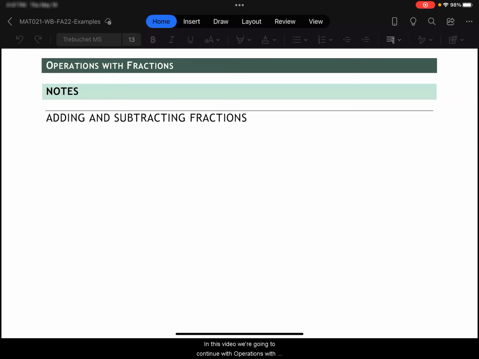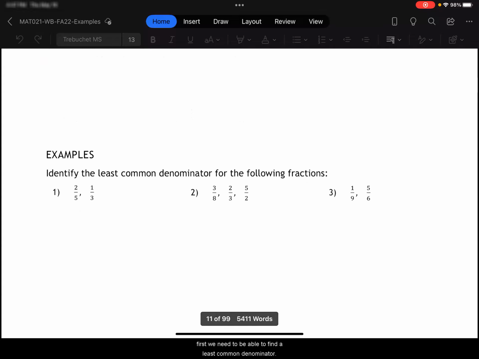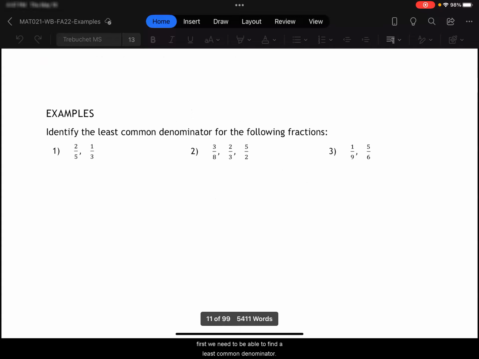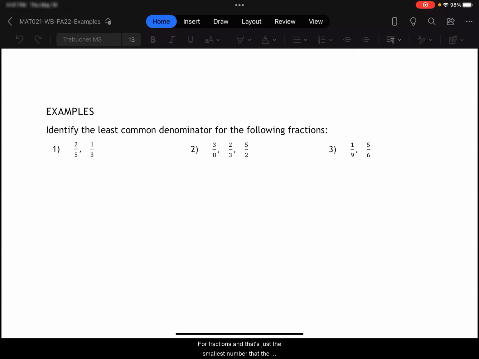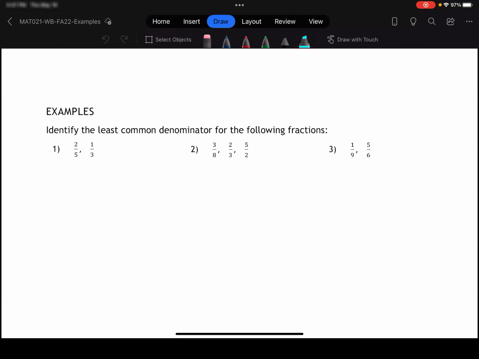In this video, we're going to continue with operations with fractions with some addition and subtraction of fractions. In order to do that, first we need to be able to find a least common denominator for fractions. And that's just the smallest number that the two denominators or three denominators or however many denominators we have will go into. So looking at example 1 here, we have 2/5 and 1/3.